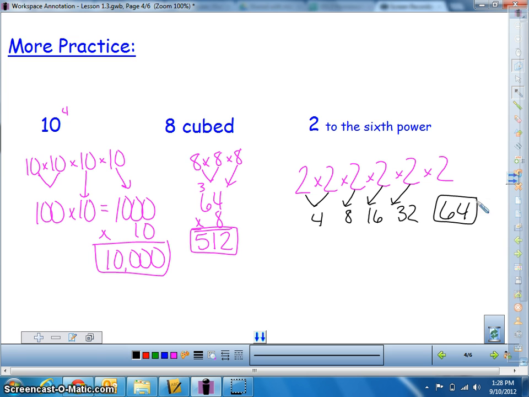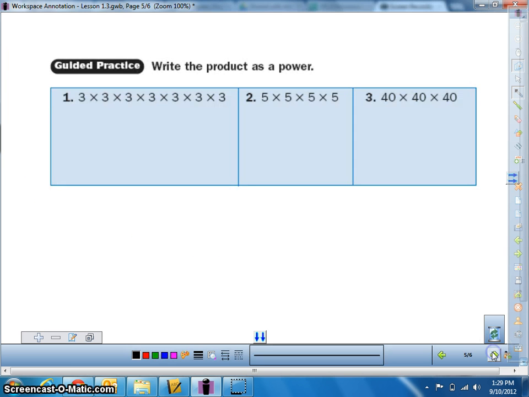All right, let's keep moving on. So we know now that evaluate means to solve, that a power is made up of a base and an exponent. Now we kind of need to work backwards. What if we have this repeated multiplication? Can we go ahead and turn that into a power? We need to write this product as a power.